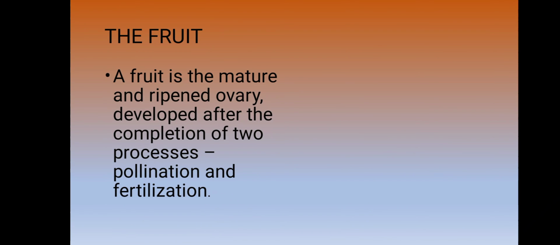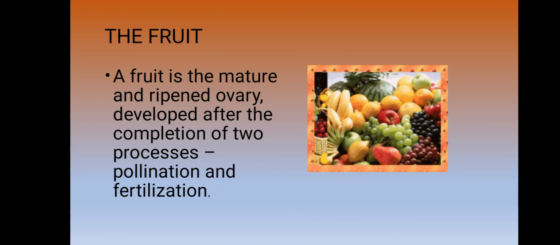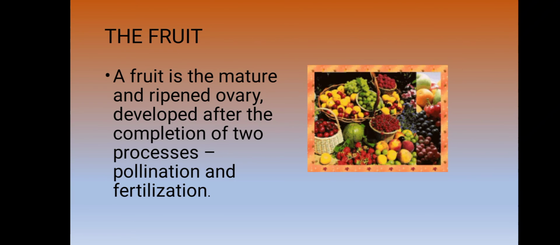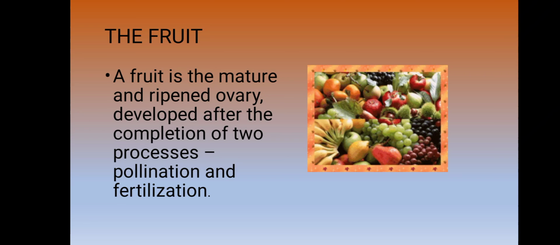Fruit now. A fruit is the mature and ripened ovary developed after the completion of two processes, that is pollination and fertilization. So class, this is all we'll be learning for today.